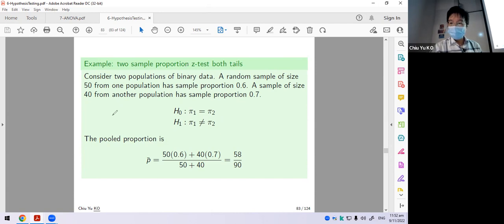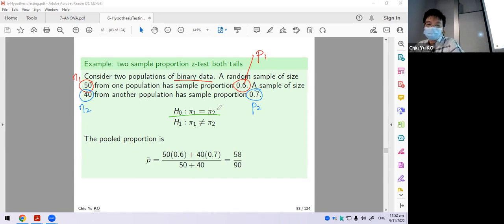So the question here, we have binary data. We have N1 is 50 and the sample proportion P1 is 0.6, and we have another N2 is 40 and P2 is 0.7. The question is asking whether these are the same proportion or different proportions from two different populations. Let's go to the whiteboard and see what this question is about. Okay, so let's get started.